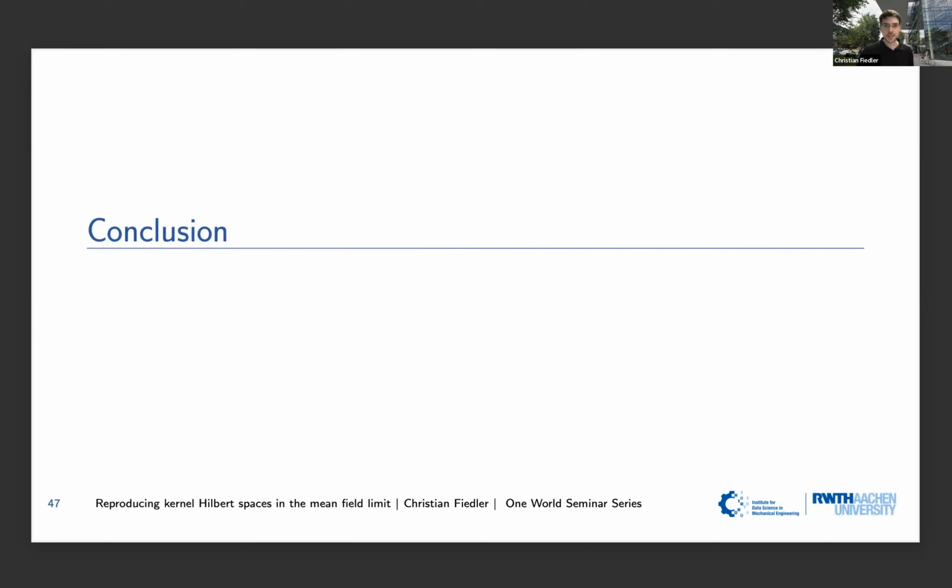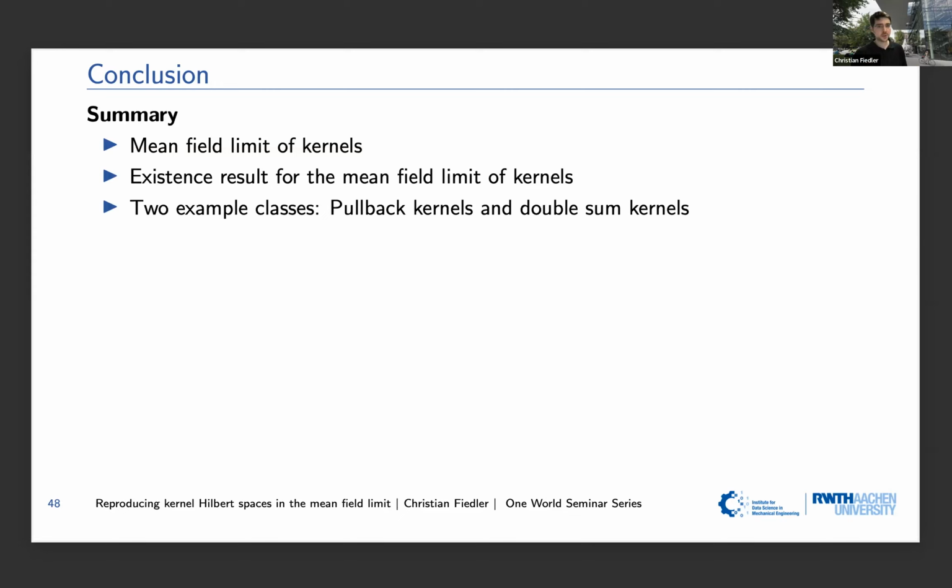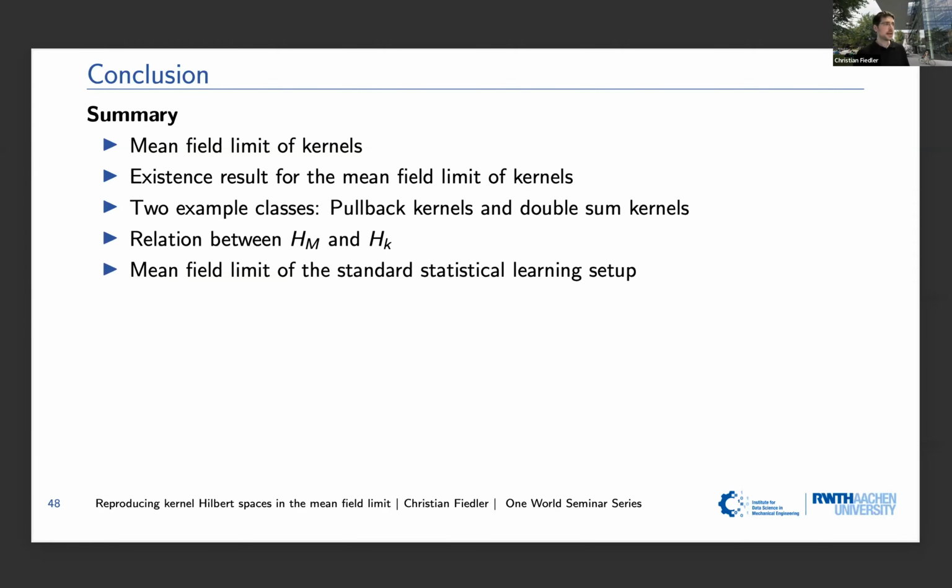Okay, so let's conclude here. Maybe let us give a brief summary of what we have. So we defined the mean field limit of kernels, and we also provided an existence result thereof. And we presented two fairly large classes. One is the classic pullback construction applied to our setting, and the other is the double sum kernels, which also have a curious connection to the kernel mean embedding. Then we also investigated the connection between the RKHSs with finite input sets and the mean field limit RKHS.